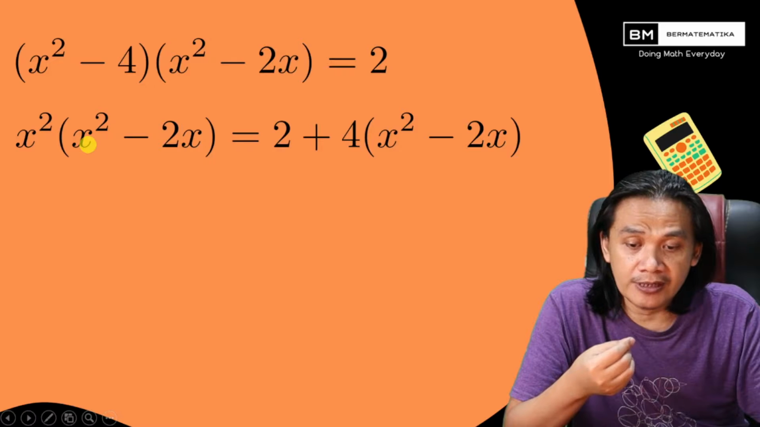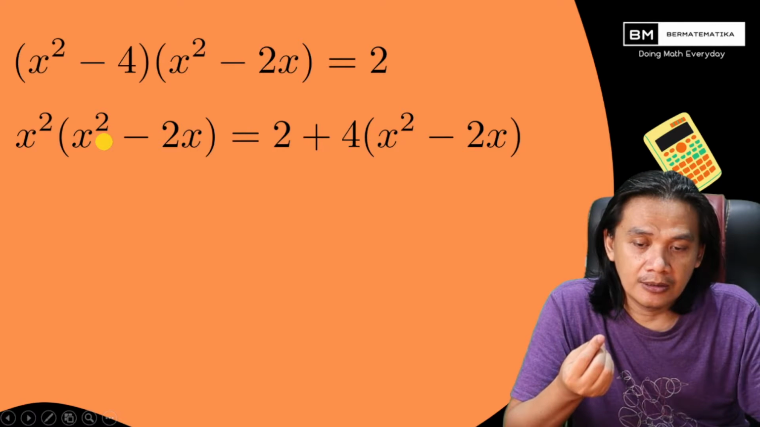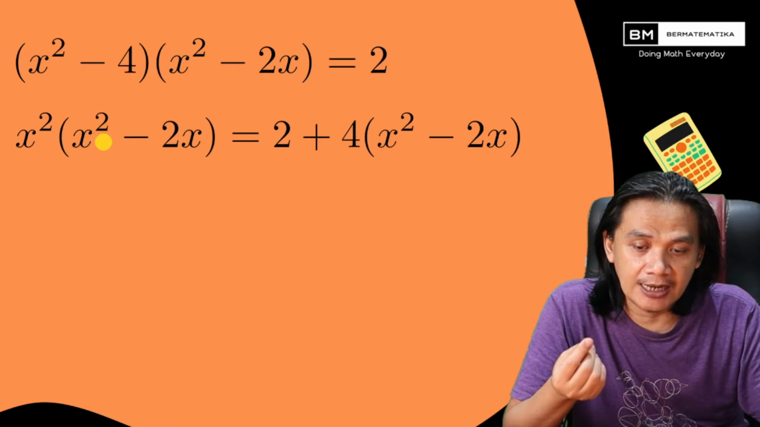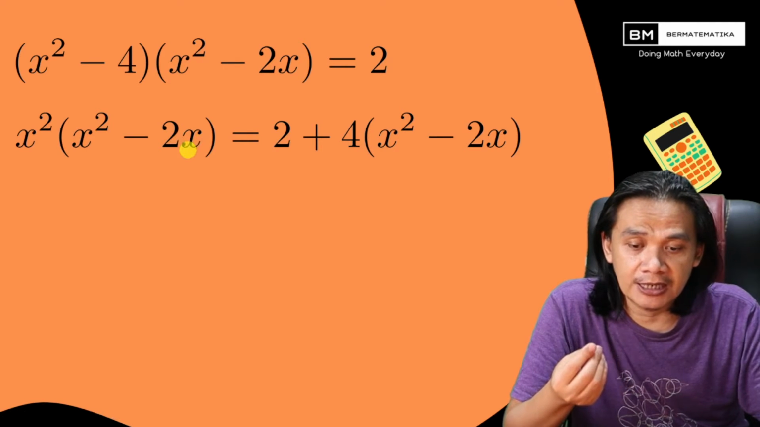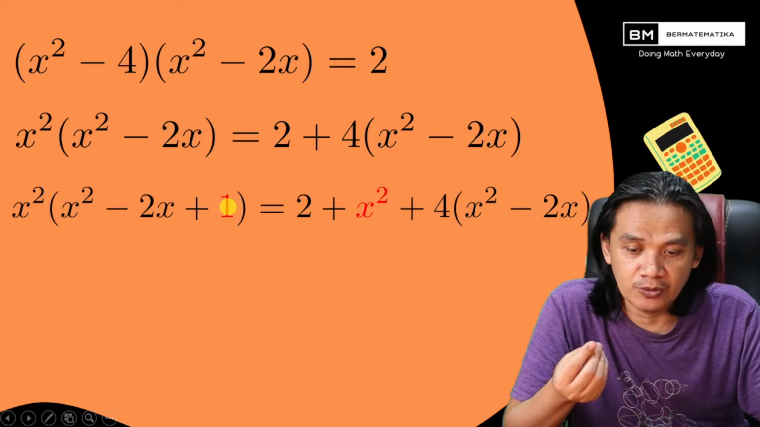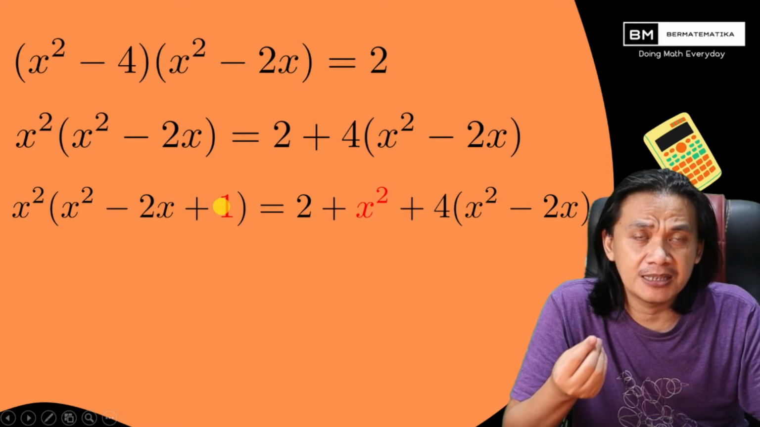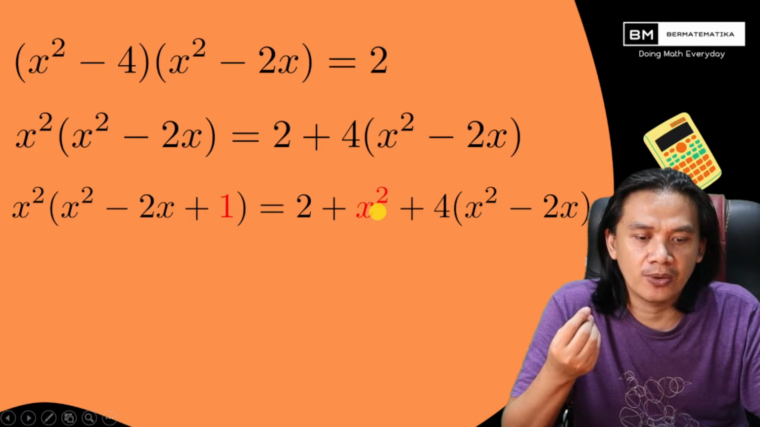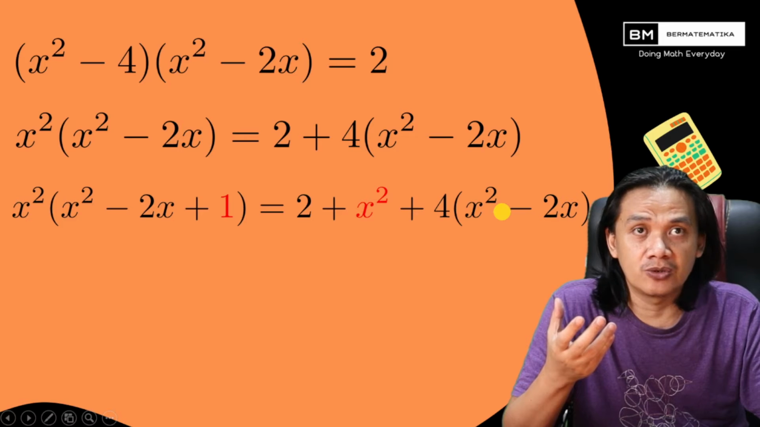Okay, now notice that this x squared minus 2x is almost a square. A square that is close to this expression is x squared minus 2x plus 1. So let's force it into that expression. So plus 1 here. When we do plus 1 here, it means we add x squared to the left hand side. So therefore we need to add x squared as well to the right hand side. So therefore we have this equation.